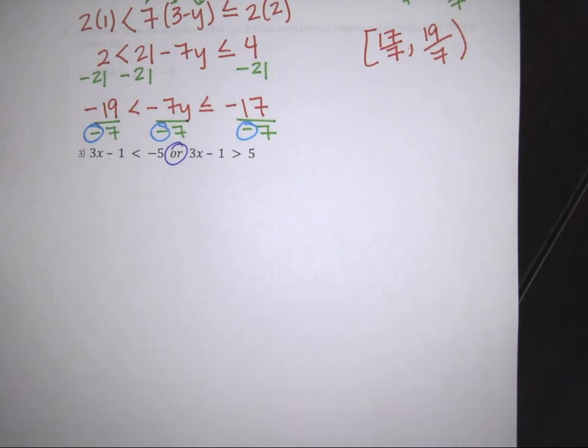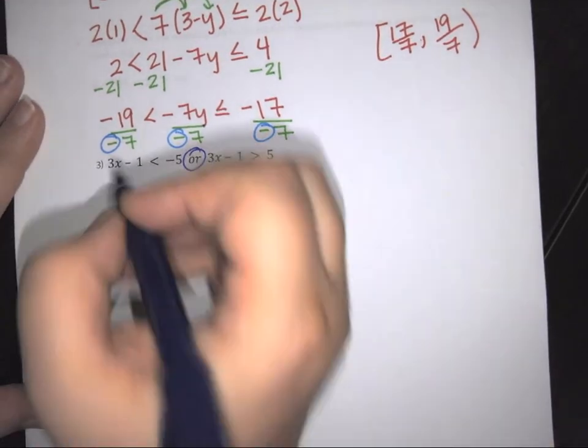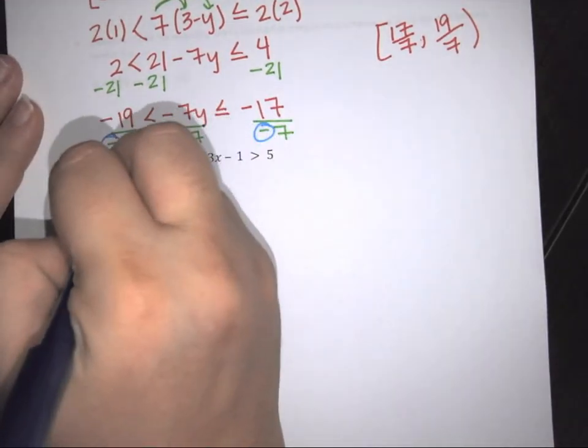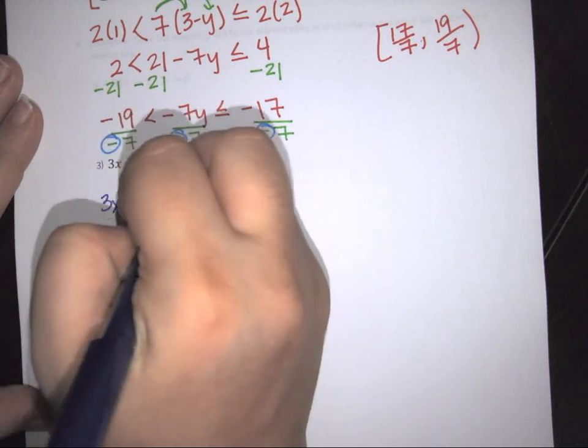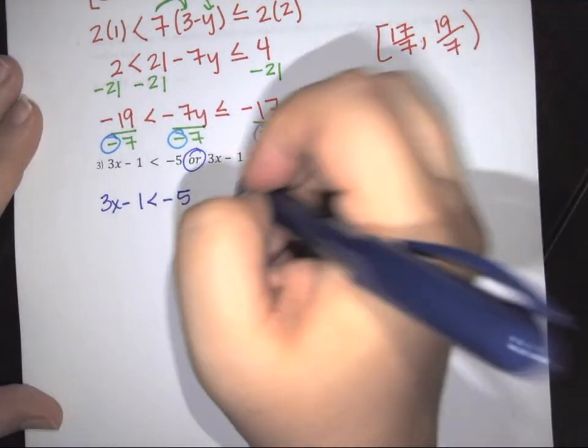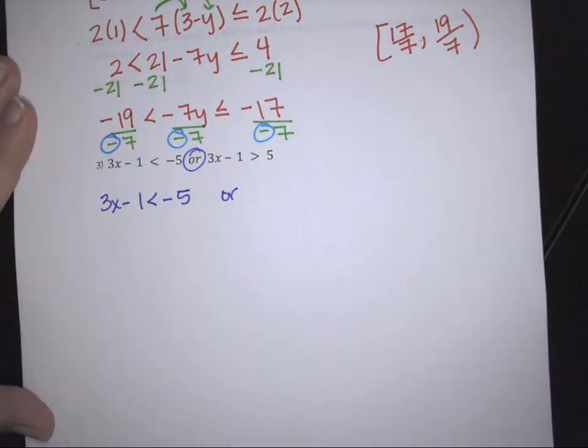Okay, so that's kind of the biggest hint, tip, trick, cheat that I can give, is that the only time you use an or is if you see the word or. Now, ors mean that you have to solve two different equations simultaneously. So I'm going to start with 3x minus 1 is less than negative 5. And I'm going to go ahead and input my or so that I remember I still have more to do.